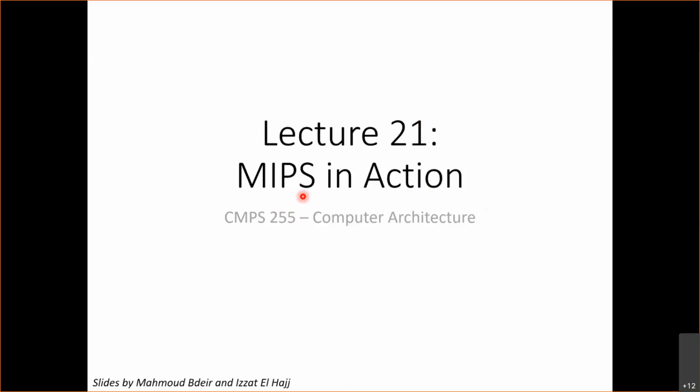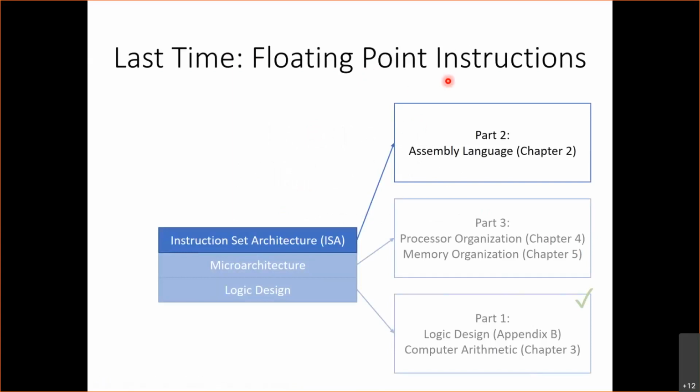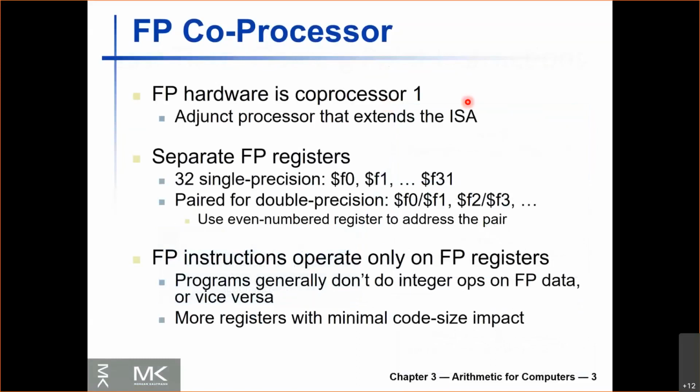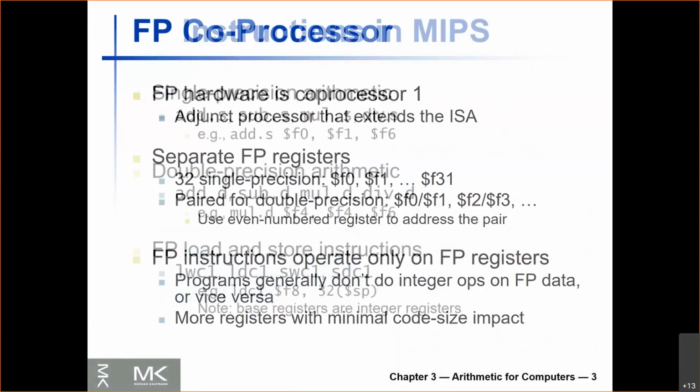Okay. Last time we talked about floating point instructions. That in the hardware there's a floating point coprocessor that has its own registers, and that this coprocessor has its own instructions, its floating point instructions that extend the core MIPS ISA. And we said that these instructions only operate on floating point registers, of course, with the exception of the base register, which is an address when you are doing load and store instructions. So we looked at the different types of floating point instructions.